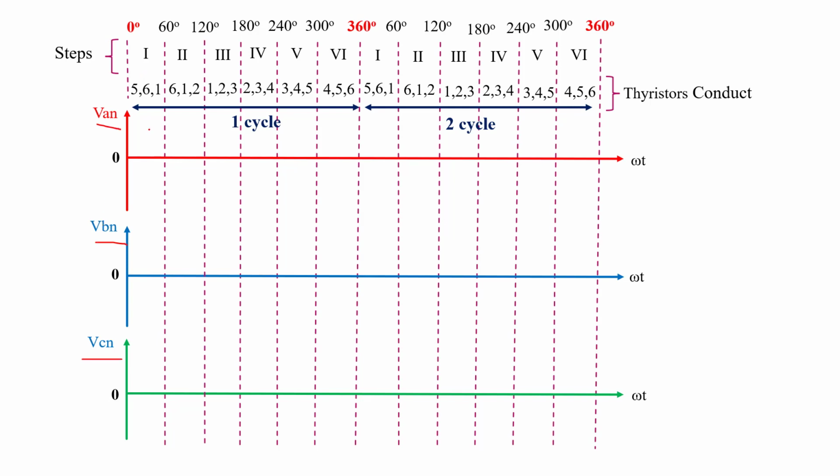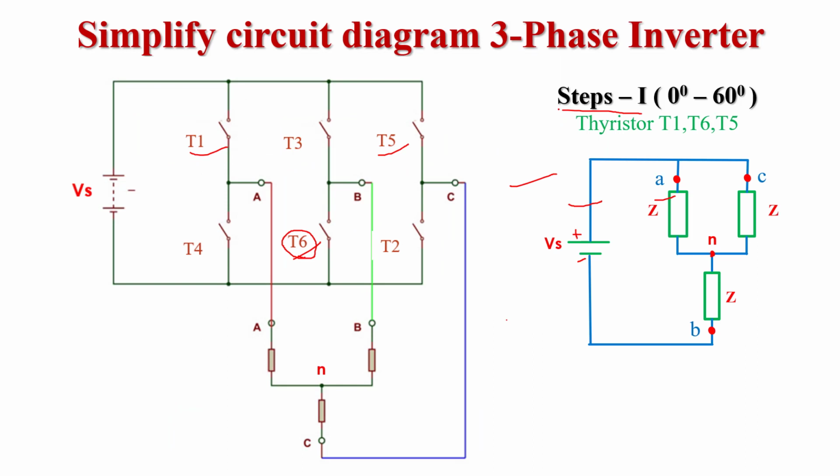So one by one we analyze each step and then we draw the waveform. First we consider step 1. Step 1 goes from 0 degree to 60 degree. In this step, three thyristors will conduct: T1, T6 and T5. T1 and T5 are both positive group thyristors and T6 is a negative group thyristor.